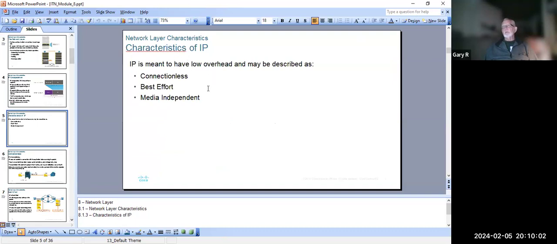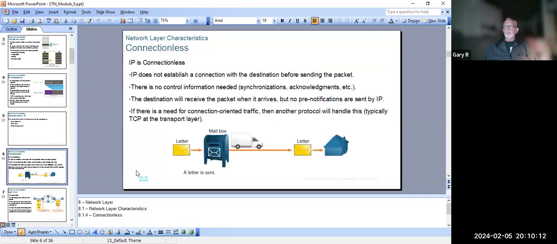So some things that we can say about IP, and we'll look at what these actually mean: connectionless, best effort, media independent. Let's look at what those mean. So, connectionless. An example that they have right down here is a good one.